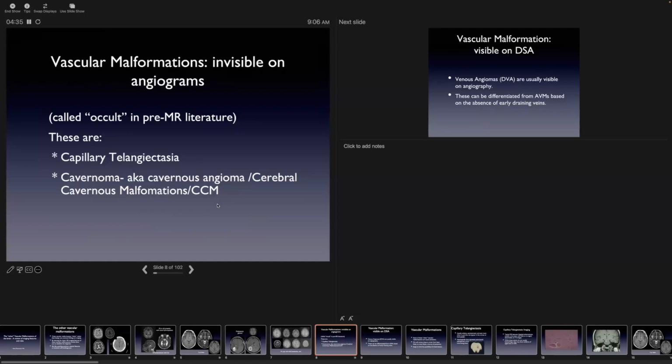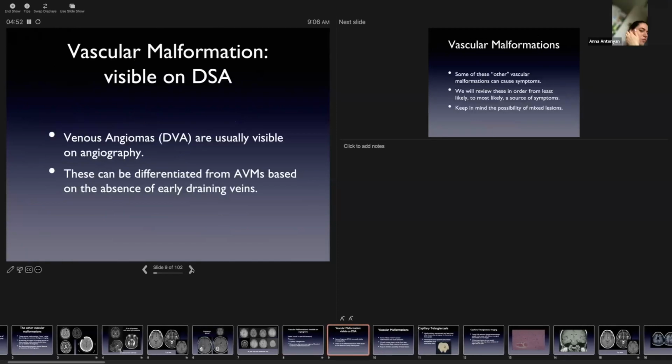Is there a standard terminology that's used in Armenia? Do you call these cavernomas or cavernous malformations? Anyone? No standard language, that's fine. So we call them cavernous malformations.